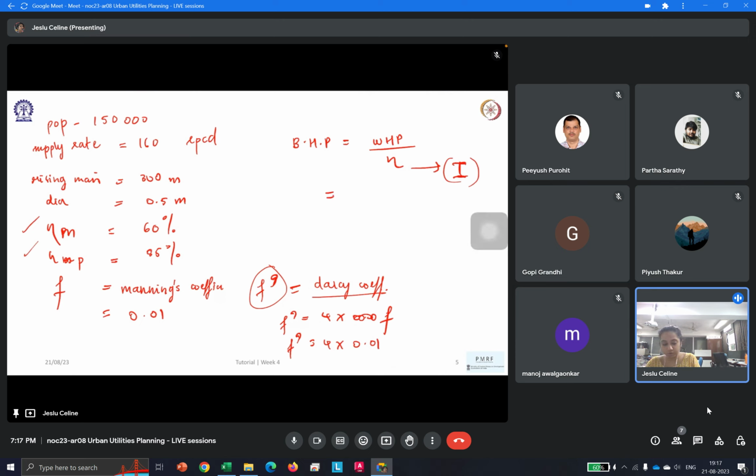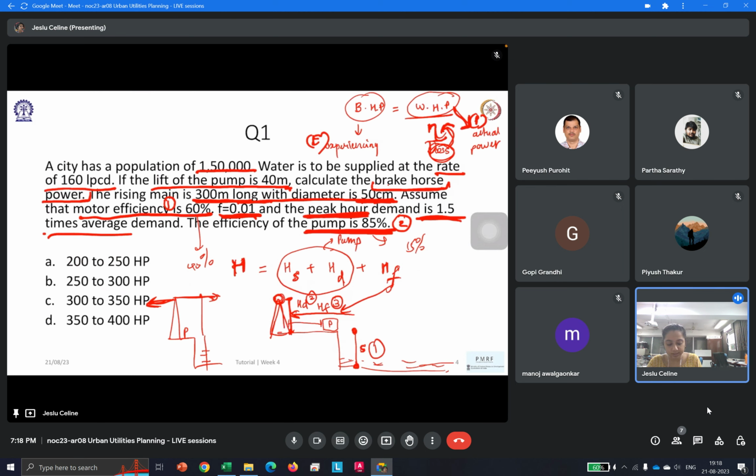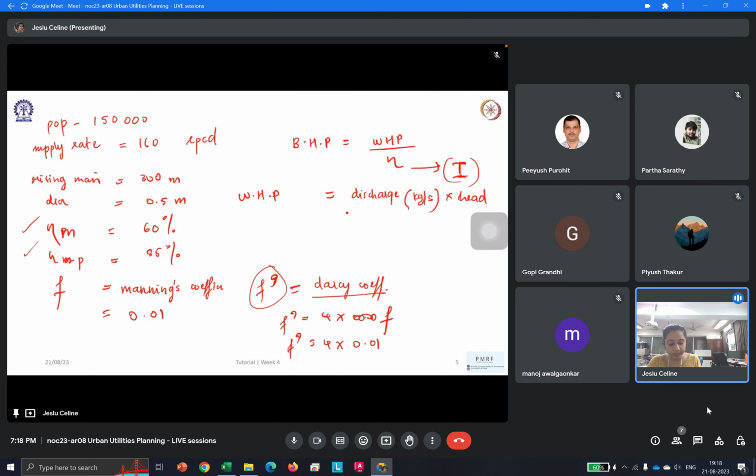Now, in order to find water horsepower, what is the formula? Water horsepower is equal to the discharge, whatever is discharged out of it, and the unit of that is kilogram per second, into the head. Head means the lift. We are talking about the total lift. So it's also called the total head. So I'm marking it as H also over here. So this is the head due to suction, the head due to discharge, and head due to friction. So they, into head, divided by 75.